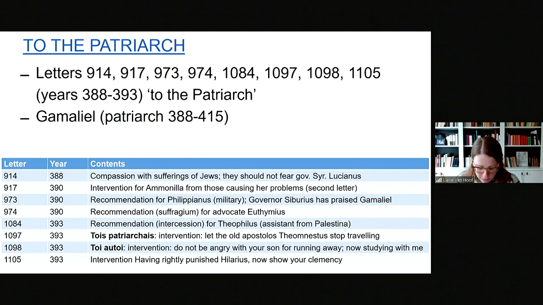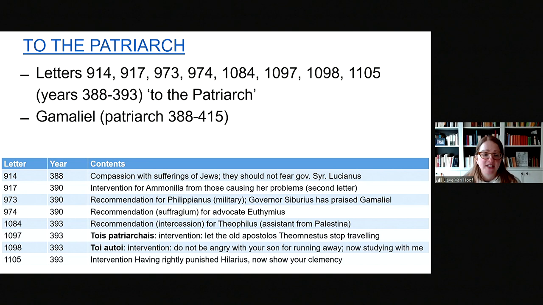In any case, it is not specified in the letter what the violence is, but Libanius expresses the greatest sympathy for the Jewish people. He distances himself from any kind of involvement or even sympathy for this violence. And he tries to reassure the patriarch by saying that Lucianus, the governor of Syria, no longer holds power and that therefore the Jews should not be afraid. So this is perhaps the letter that stands out most in the series of eight letters.